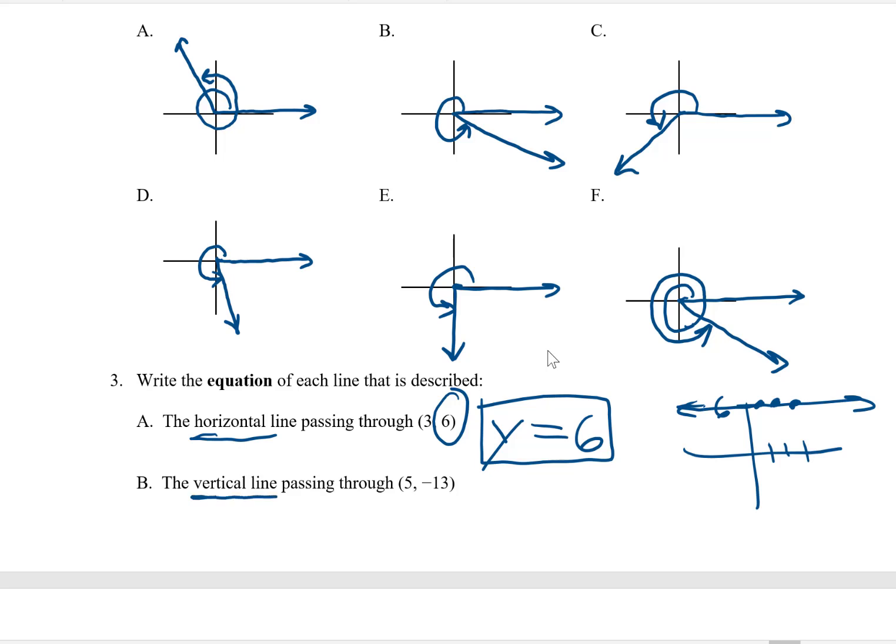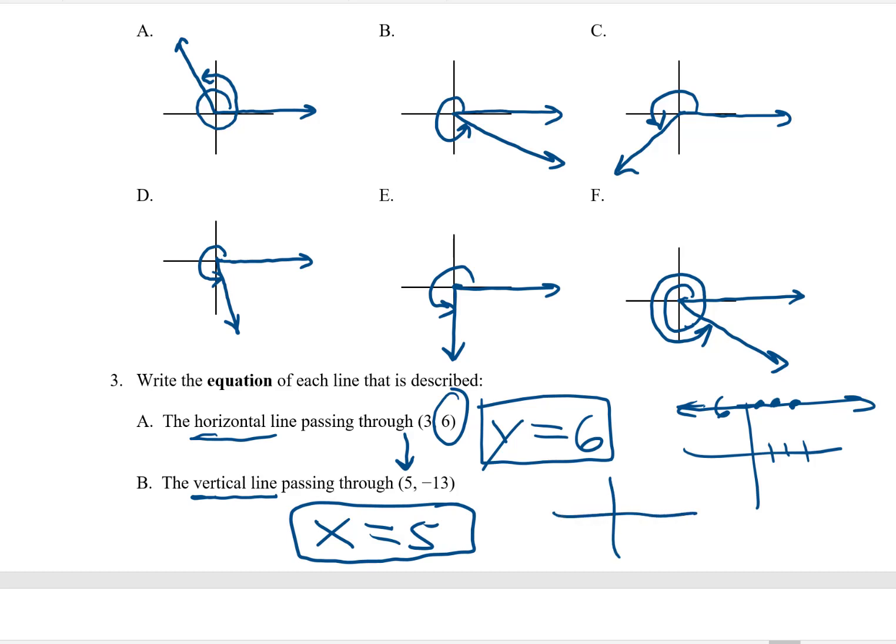Similarly, vertical lines in algebra are always x equals a certain number. The certain number here is 5, and so the equation must be x equals 5. This would be the line that, yes, it goes through 5, negative 13 somewhere down here, but also 5, negative 5, and 5, positive 6, and 5, everything. It makes this vertical line, all the x coordinates are at 5.